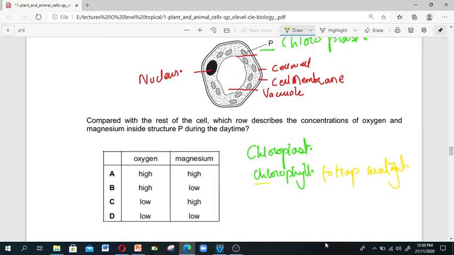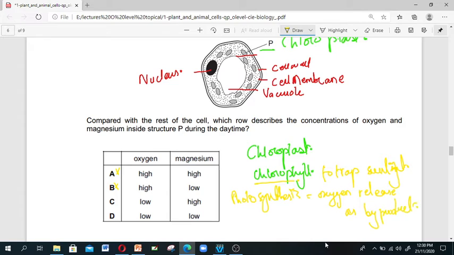What will happen during photosynthesis? Oxygen is released out of the cell. So the concentration of oxygen will be low inside the cell. So options A and B we can cancel out, because oxygen could not be high in concentration in this structure, because during photosynthesis oxygen is released as a byproduct.